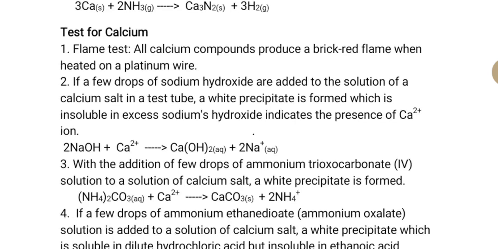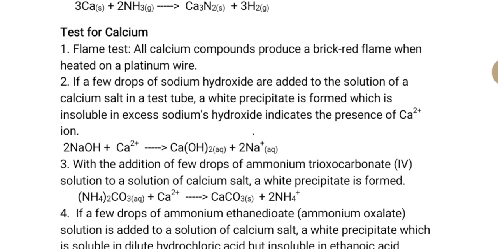Test for calcium. 1. Flame test. All calcium compounds produce a brick red flame when heated on a platinum wire. 2. If a few drops of sodium hydroxide are added to the solution of a calcium salt in a test tube, a white precipitate is formed, which is insoluble in excess sodium hydroxide, indicating the presence of calcium 2+ ion. 2NaOH + Ca2+ gives Ca(OH)2 + 2Na+.